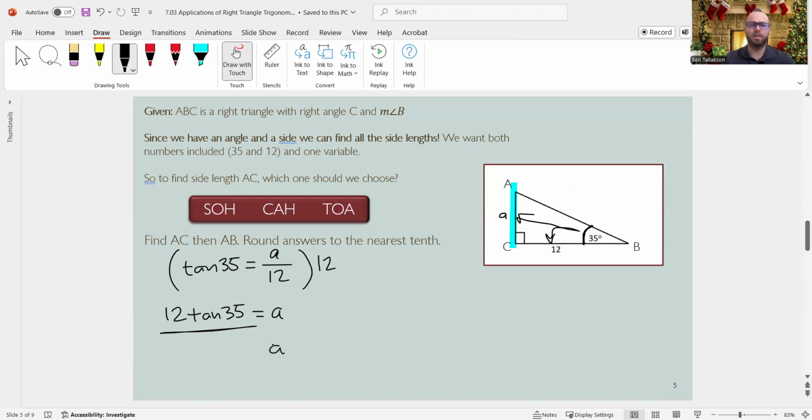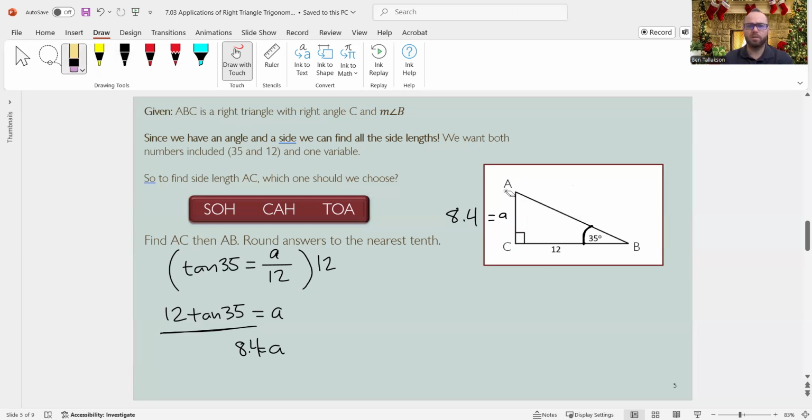So the side length of side A there is going to be, let's see, 8.4 when we round to the nearest tenth. And that makes sense because visually it looks a little shorter than this side. So far it seems logical, right? And we need to find the other side now.